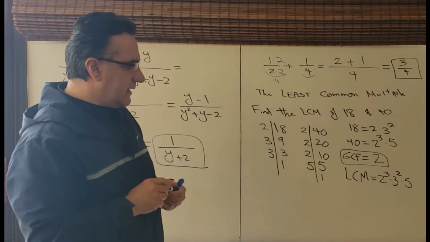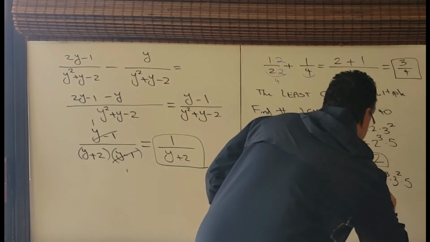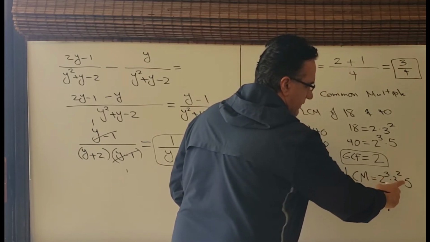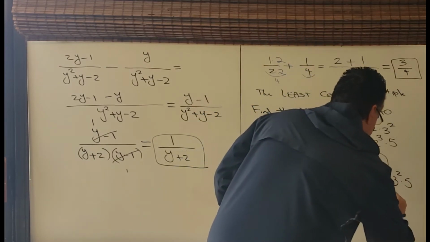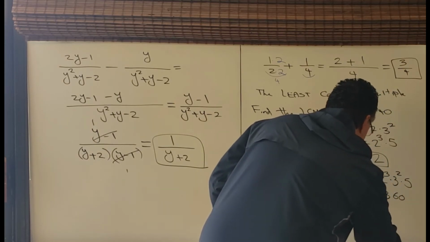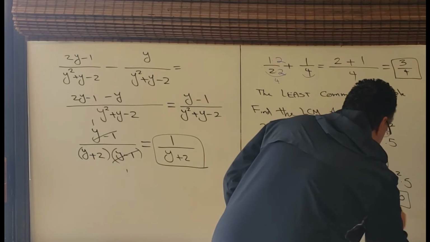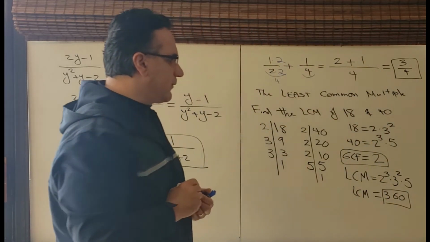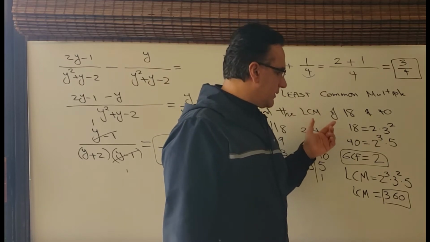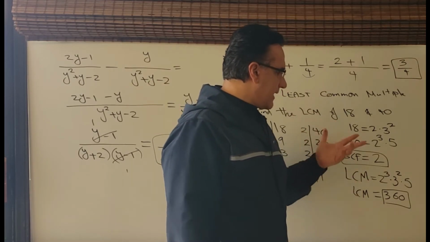So we're going to get, that's 8 times 5 is going to give us 40, times 9 is going to give us 360. So that's what we call the least common multiple of 18 and 40. In other words, the smallest number that will go into both 18 and 40.